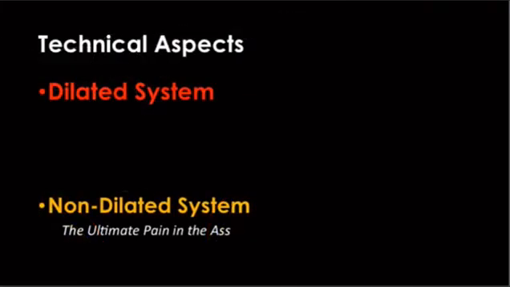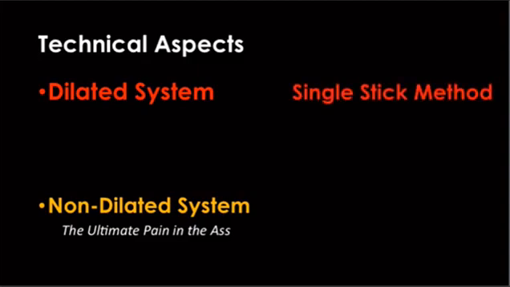Okay, so some more technical aspects. There are two basic ways to approach this. Either you've got a dilated system, which is ideal, or you have a non-dilated system, which is much more difficult. For a dilated system, most people will teach you to do what they call a single stick method, which is basically what I cartooned out. You stick them once, where you're supposed to stick them, you put the wire in, you dilate up, you put the tube in.